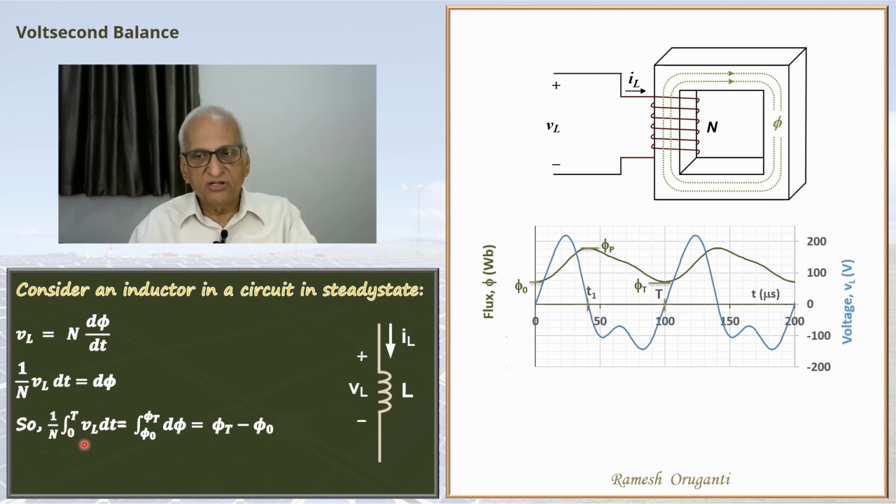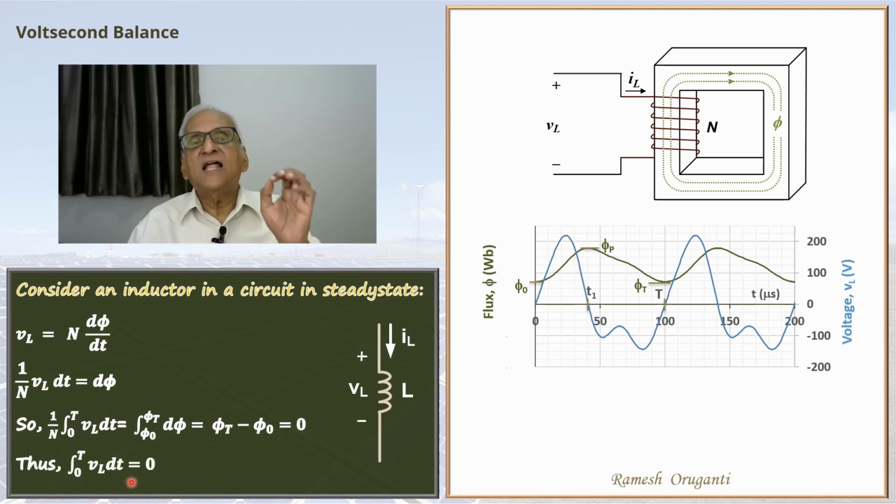Integral of d phi is of course phi, and when I apply the limits, this will become phi t minus phi naught, and we know that we are in cyclic steady state, so phi t will be equal to phi naught, so this will go to 0. So that means integral 0 to T VL dt is 0.